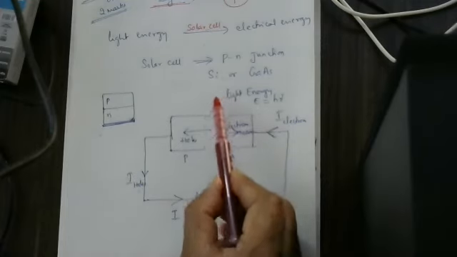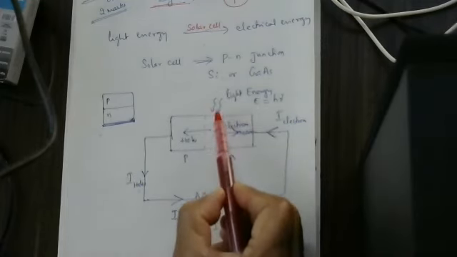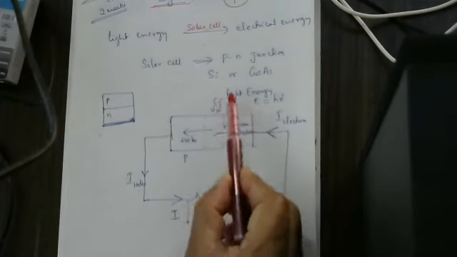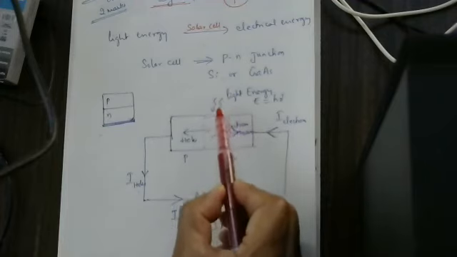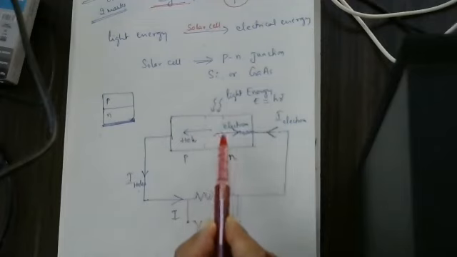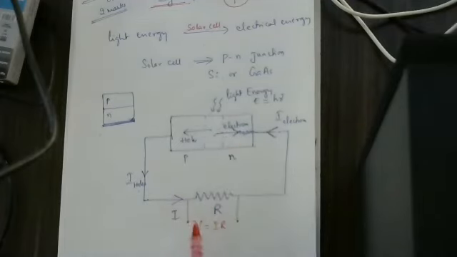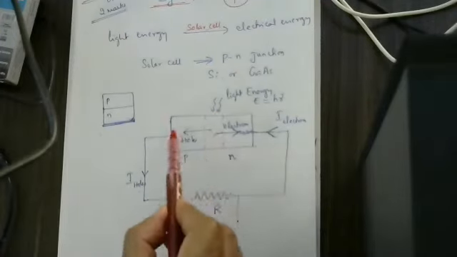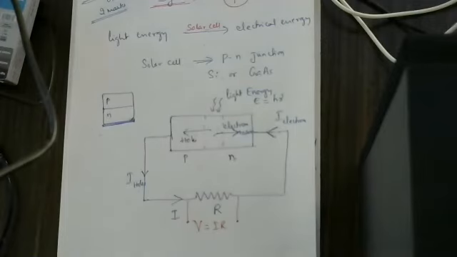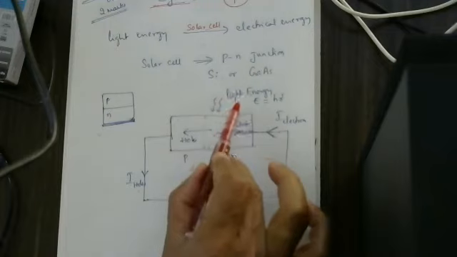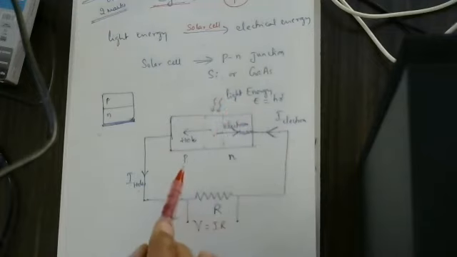As the intensity of the light energy is more and more, more holes and electrons are producing, more current is passing, more voltage is producing. Therefore, this particular cell can also be used as a light intensity measurement meter.